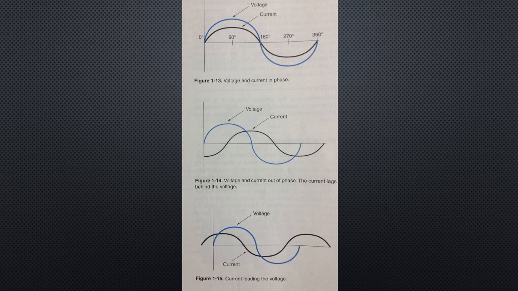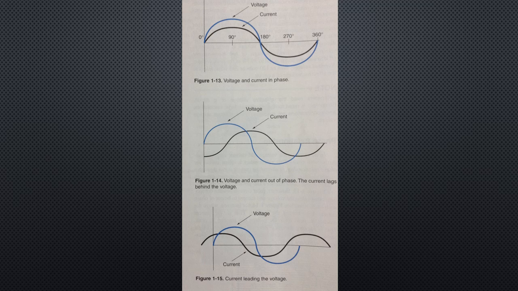Phase relationship. In AC circuits, the voltage and current vary continuously with time. This relationship is often called the phase relationship. If alternating current is run through a purely resistive circuit, both voltage and current, although changing, will vary together and are said to be in phase. Figure 1-13.